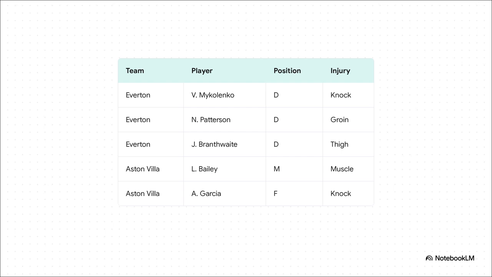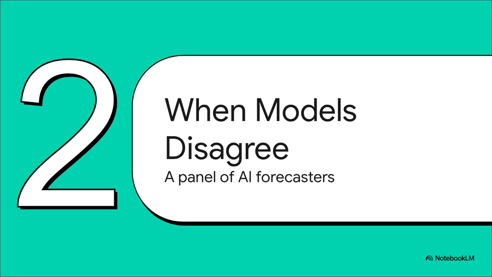Look at Everton's injury list. They could be missing 3 key defenders: Michaelenko, Patterson, and Branthwaite. I mean, that is a massive blow to their backline that the AI absolutely has to factor in. All right, let's keep going because this is where it gets really fun.